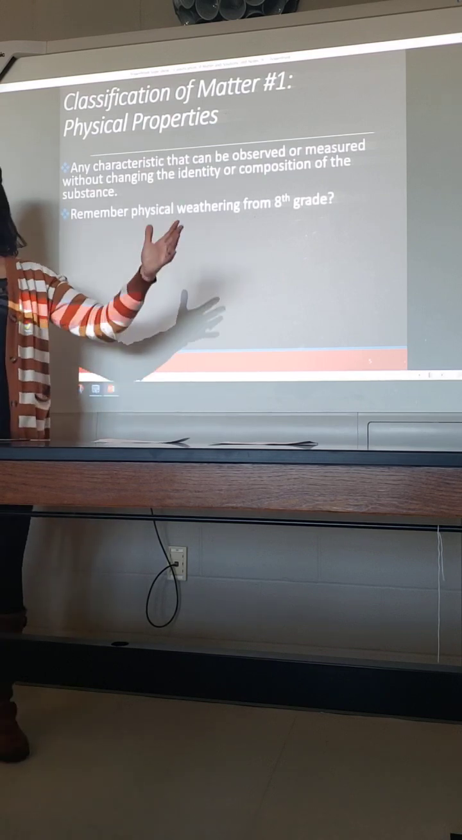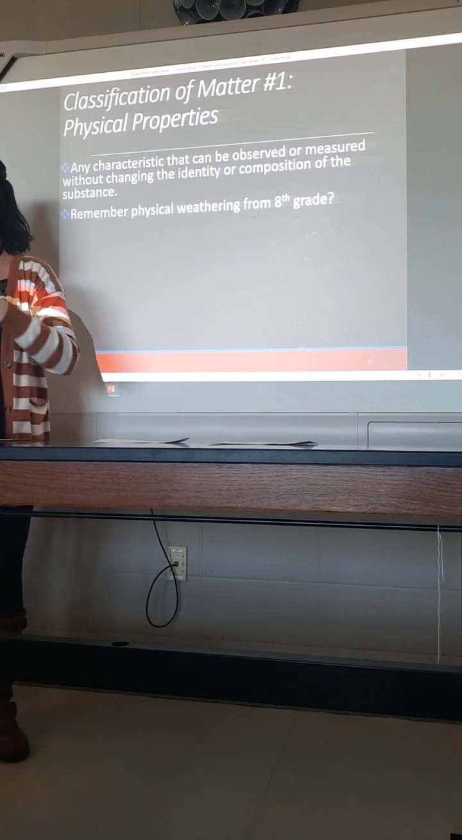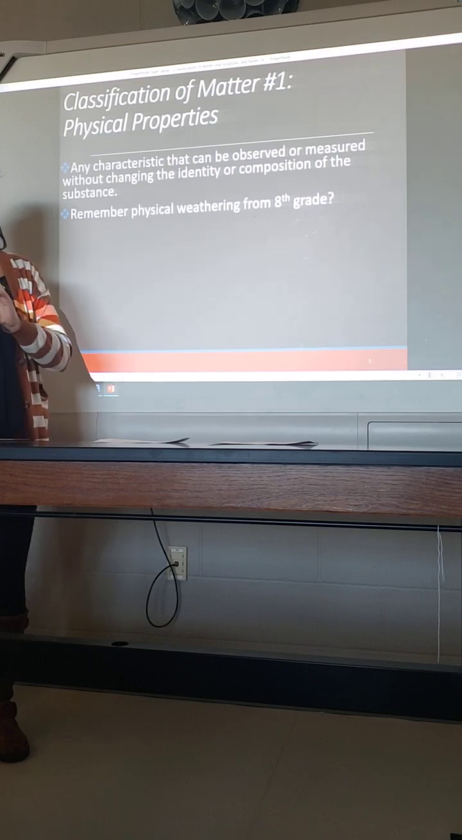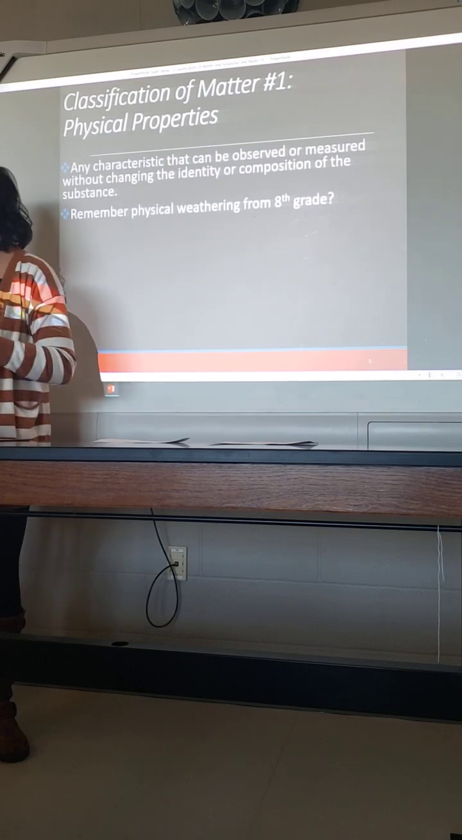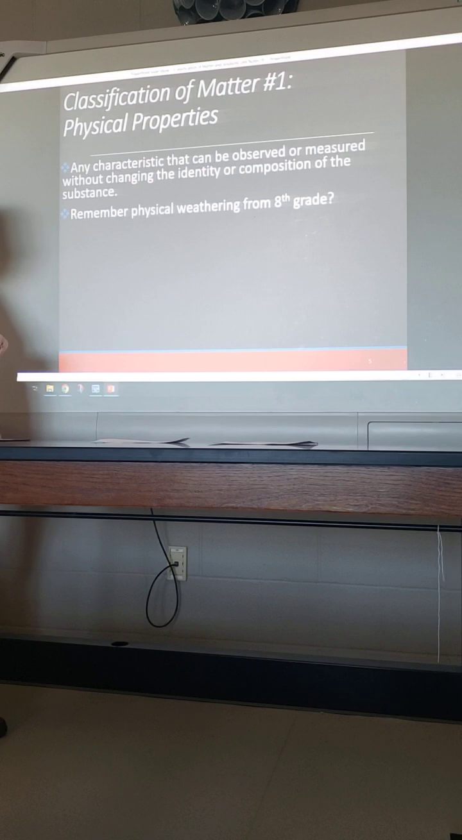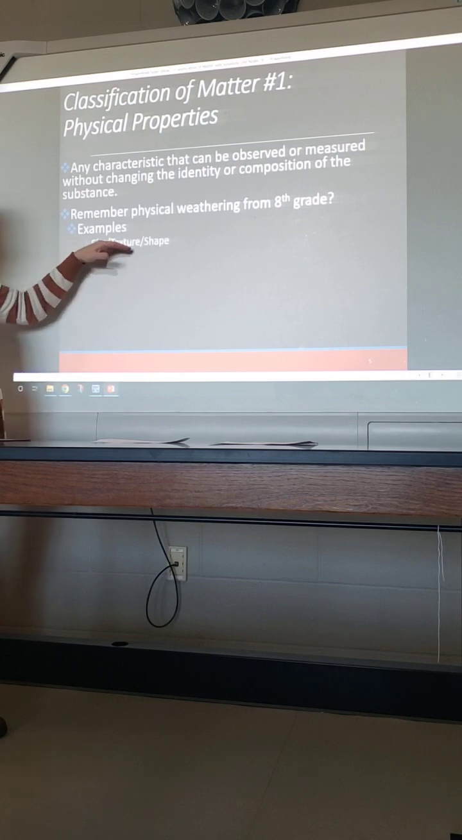If you have a big boulder and it turns into a tiny pebble or piece of sand, it's still the exact same material, it's just a lot smaller, right? And so that same concept is true here. We're not changing what it is that we're dealing with chemically. So some examples: size, texture, shape.